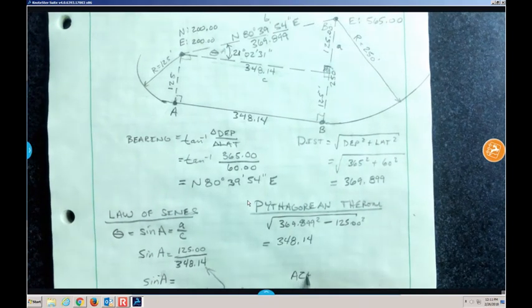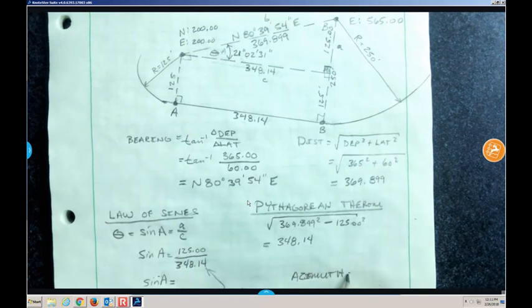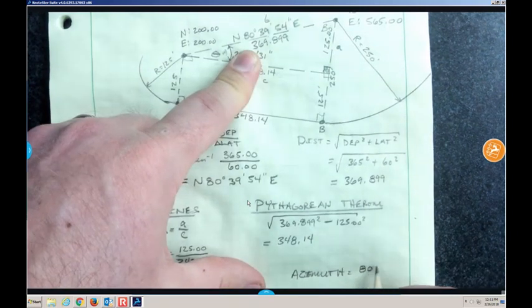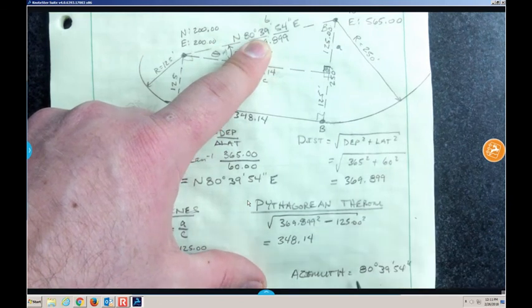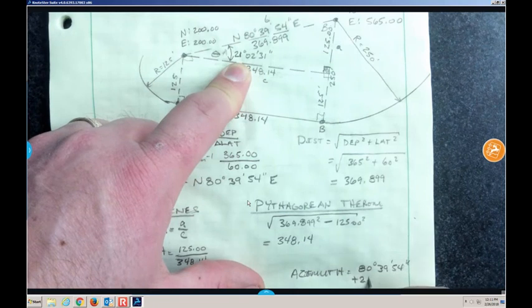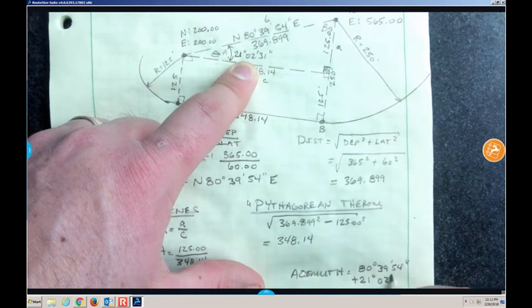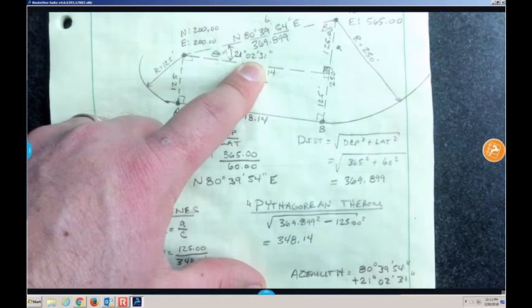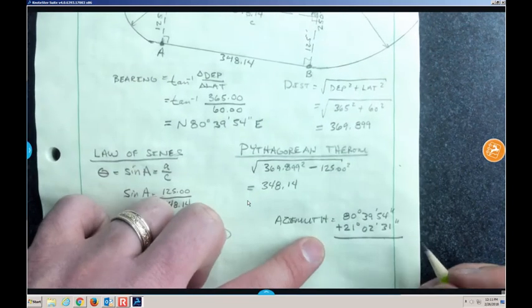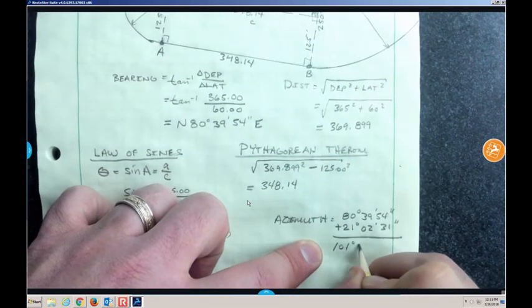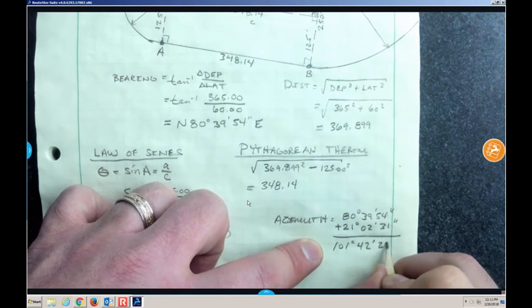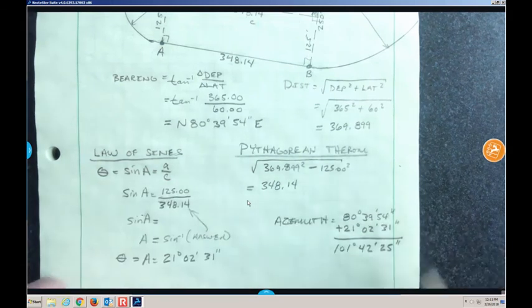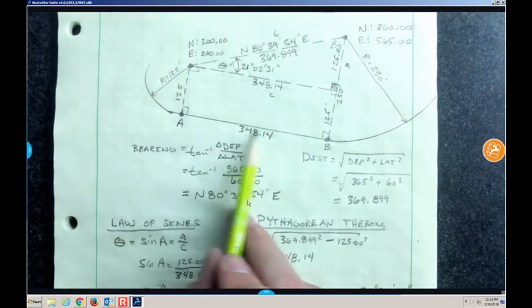Azimuth equals 80 degrees, 39 minutes, 54 seconds, plus 21 degrees, 02 minutes, 31 seconds. It's going to give me what azimuth? 101 degrees, 42 minutes, 25 seconds. So that's our azimuth for this line, which is also the same azimuth as line AB.